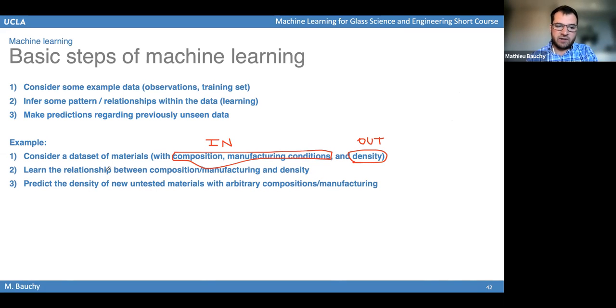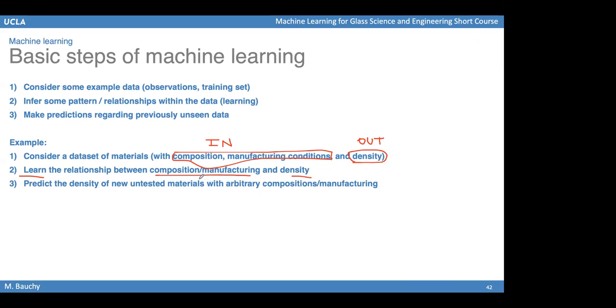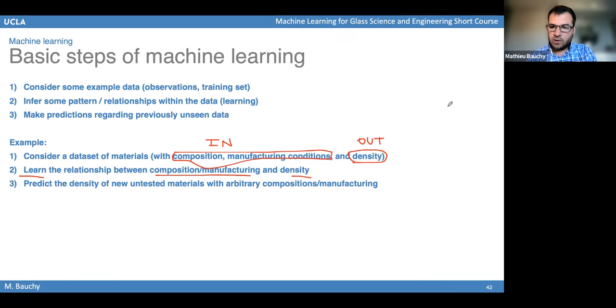So then once you have this, you will go to the process of learning. You will expose those data to your model, and you will try to have your model learn the relationship between composition and density. This is the process where the model tries to find some patterns in the data, some relationship between the composition and the density, and tries to learn how in the future it will be able to predict the density of glasses just based on their composition.